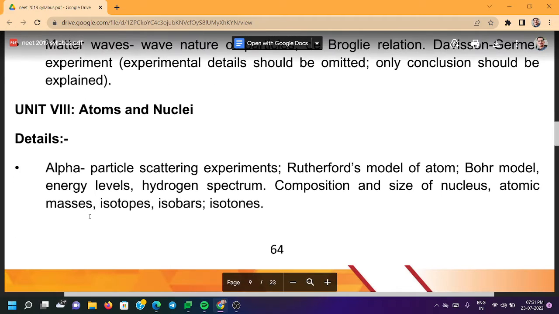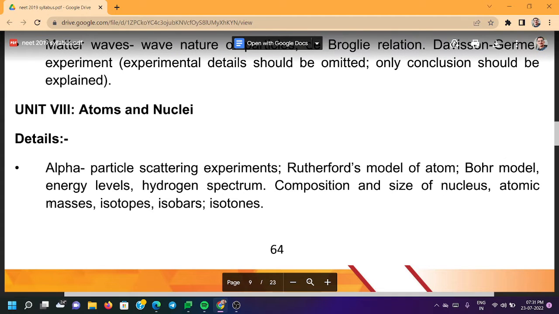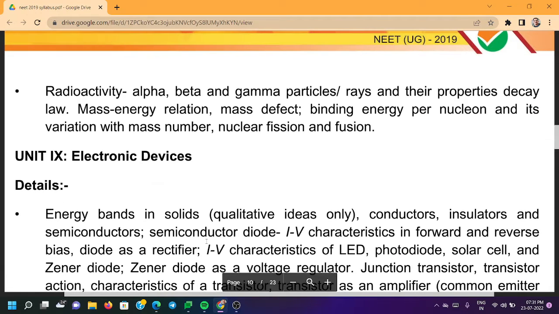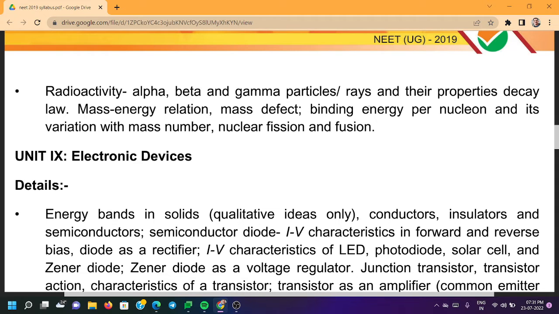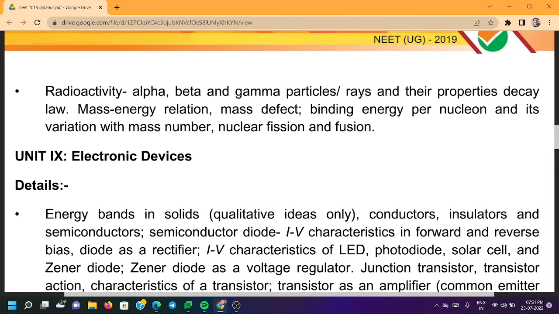Unit 8: Atoms and Nuclei. Alpha particle scattering experiments, Rutherford's model of atom, Bohr model, energy levels, hydrogen spectrum. Composition and size of nucleus, atomic masses, isotopes, isobars, isotones. Radioactivity, alpha, beta and gamma rays and their properties, decay law, mass-energy relation, mass defect, binding energy per nucleon and its variation with mass number, nuclear fission and fusion.